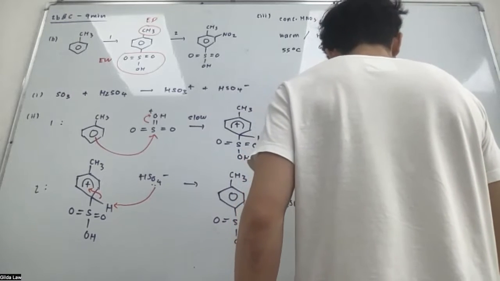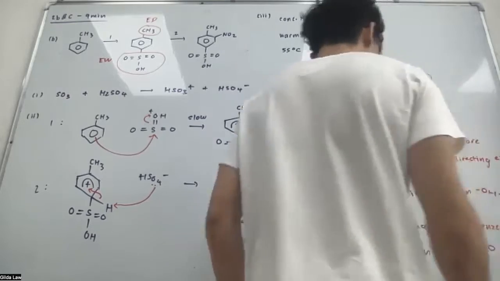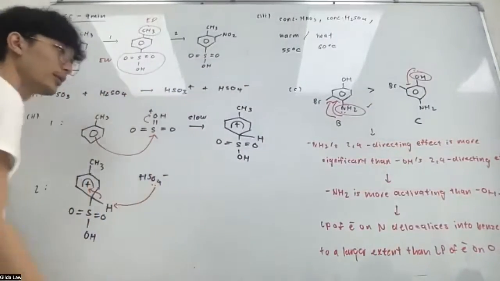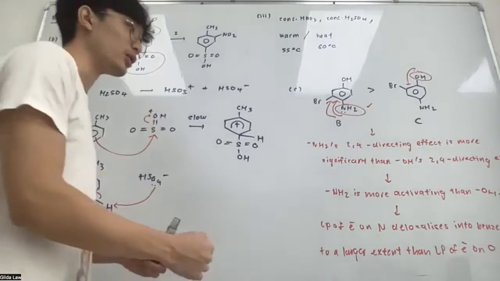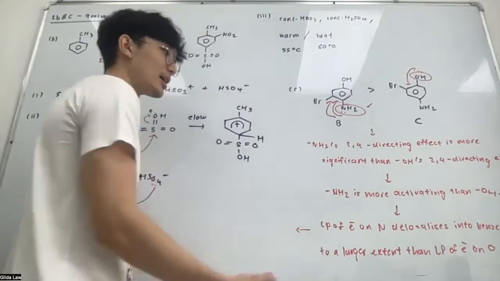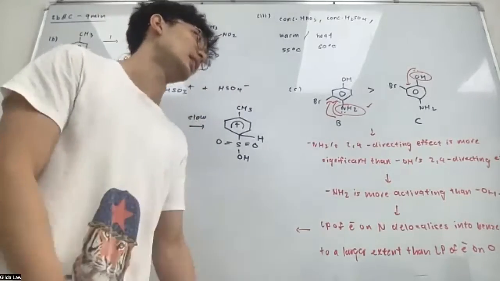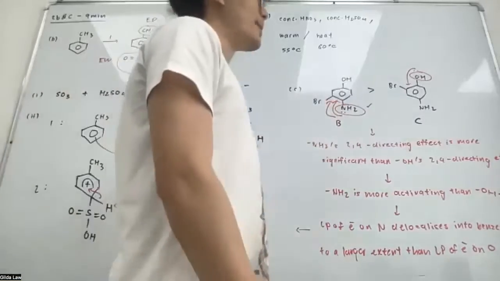Okay, then the lone pair of electrons on oxygen. Can you see that? And then finally, we boil it down to the root cause. Why exactly does it have more delocalization? Why does it have a greater extent of delocalization? The lone pair can go into the benzene more easily.